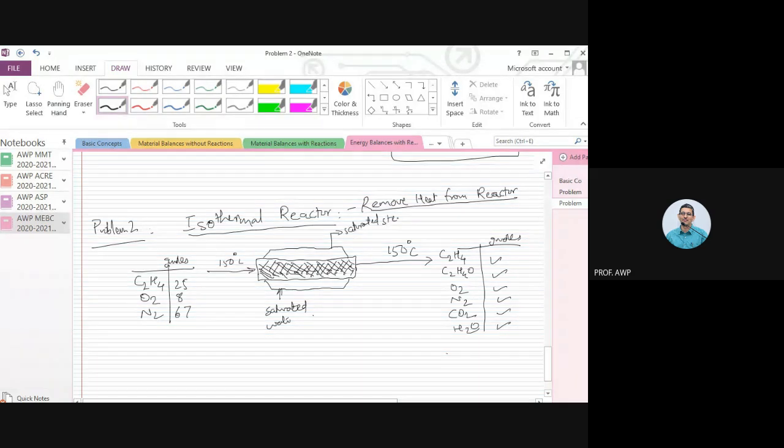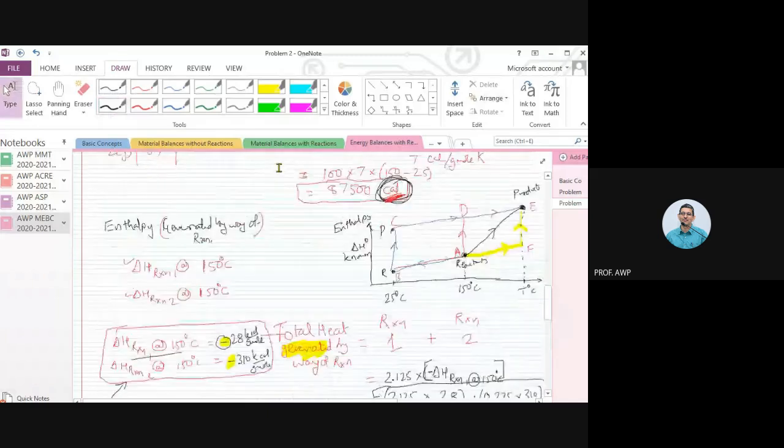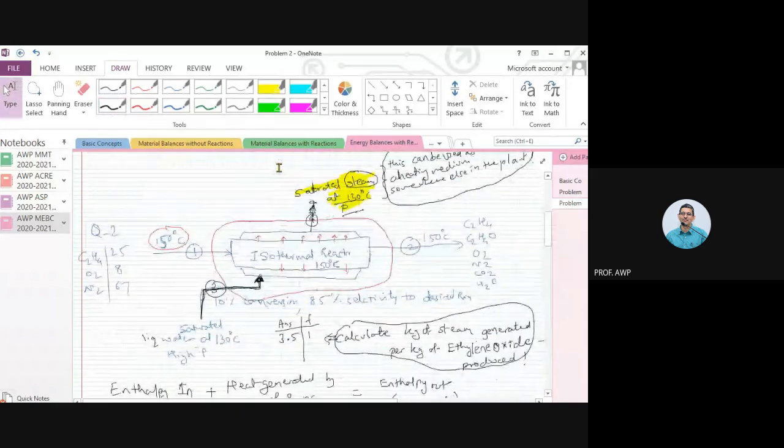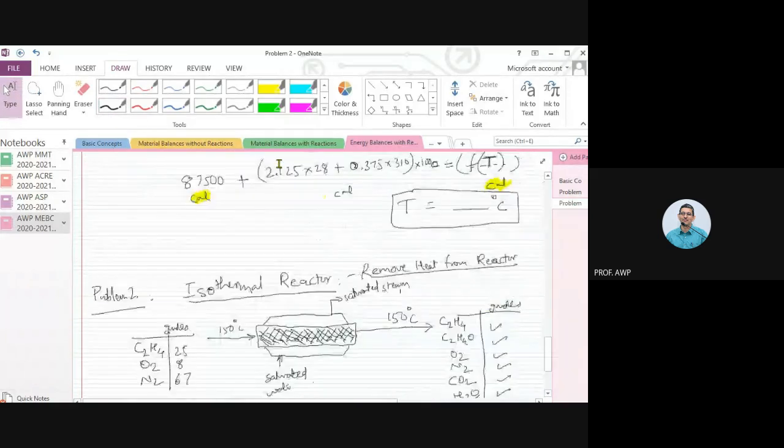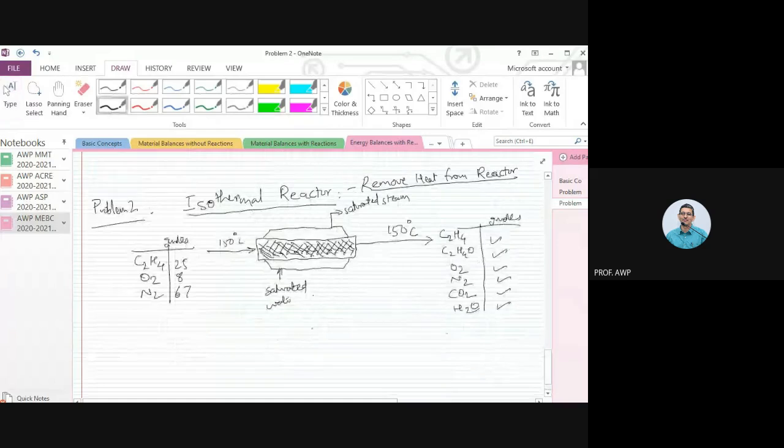And we are saying that saturated water enters at what temperature? 130 degrees centigrade. Saturated steam goes out at 130 degrees centigrade. Right? So let's give some stream numbers. Let's call this stream number 1. Let's call this stream number 2. Let's call this stream number 3. Let's call this stream number 4.